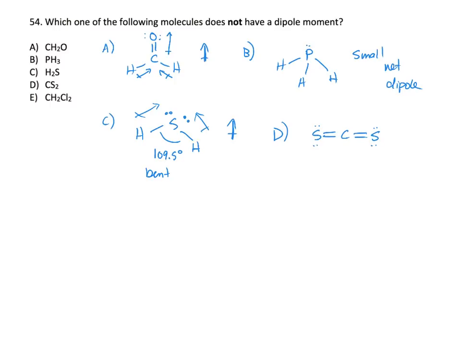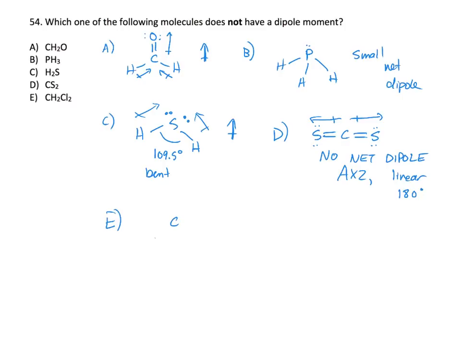CS2, carbon disulfide, has two bonds, and this would be AX2, and this would be linear. The bond angle is 180 degrees, and we have bond dipoles that are pointing in opposite directions and of equal magnitude, so those cancel completely, so that the compound will have no net dipole. Which looks like the answer to the question, but let's just do E as well.